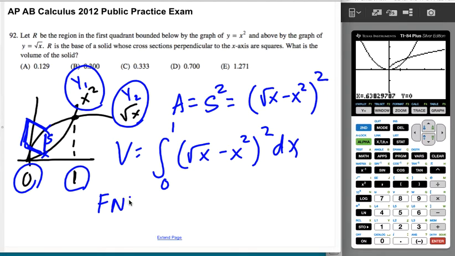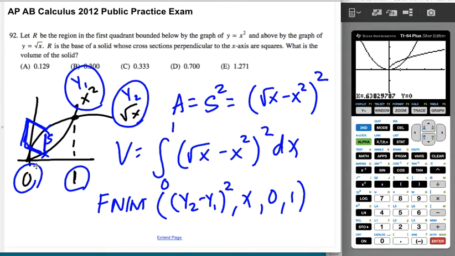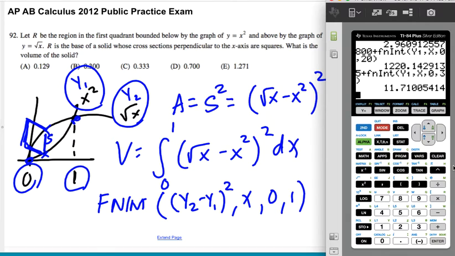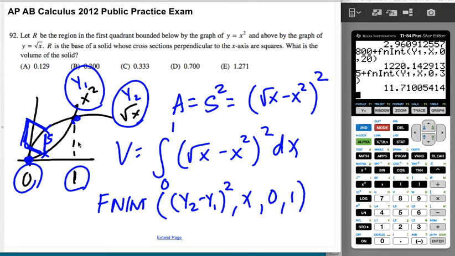So what I'm going to do is I'm going to do function integrate, right? And then in parentheses, I'm going to do y2 minus y1 quantity squared with respect to x from 0 to 1. And if these didn't have nice happy points of intersection, you would have actually had to find the points of intersection, but in this particular instance, they have really nice points of intersection. So I could have second calc intersect and I'd get 0, 0, and second calc intersect and I get 1, 1. But here they're pretty nice.